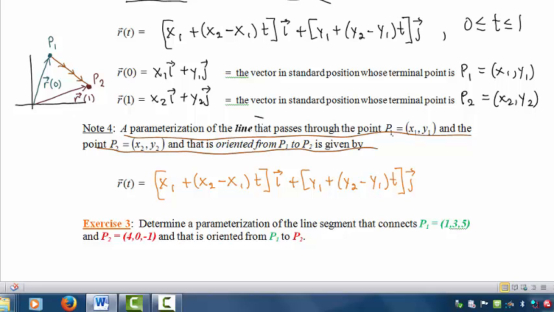So in other words, with no domain restriction, you are implying that t is any real number. So a common mistake I see is when giving a parametrization of a line segment, sometimes this is omitted. If that is omitted, then the parametrization is of the entire line.